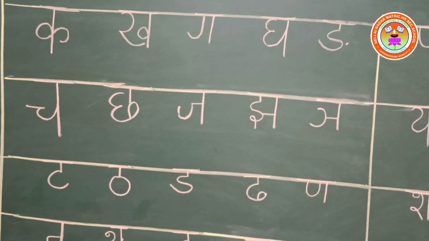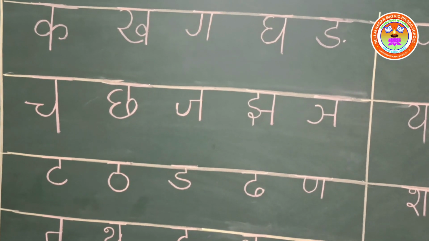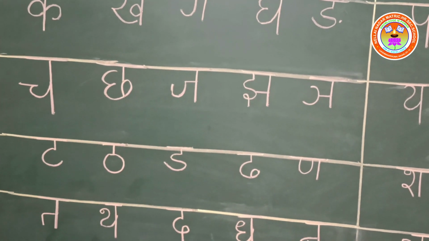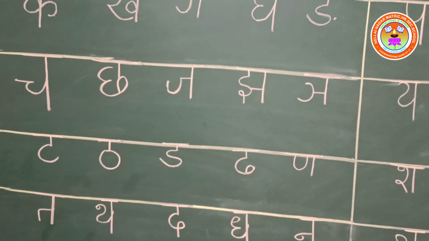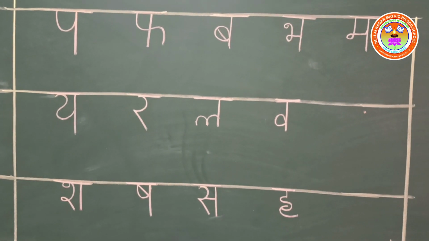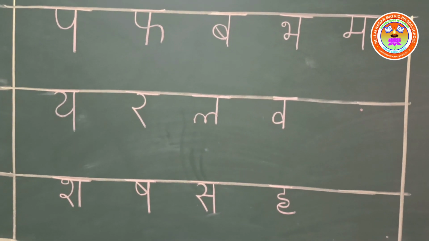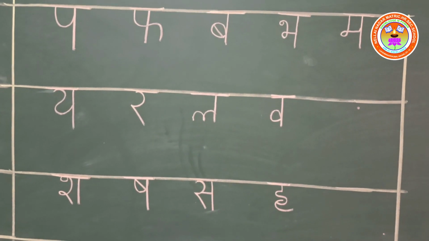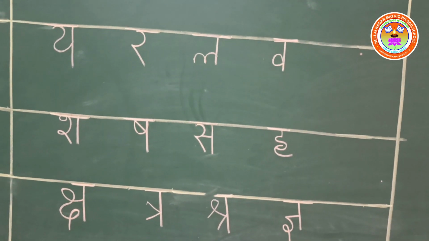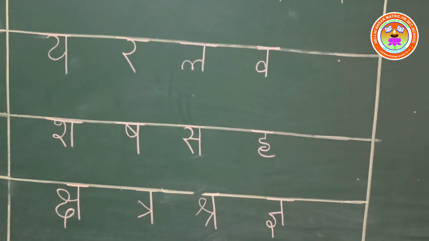Children, repeat along with me. K, k, g, g, ng. Ch, ch, j, j, nya. T, t, d, d, n. P, f, b, bh, m. Y, r, l, b. Sh, sh, s, h. Ksha, tra, shra, nya. Keep practicing this, children, till I meet you in the next class.